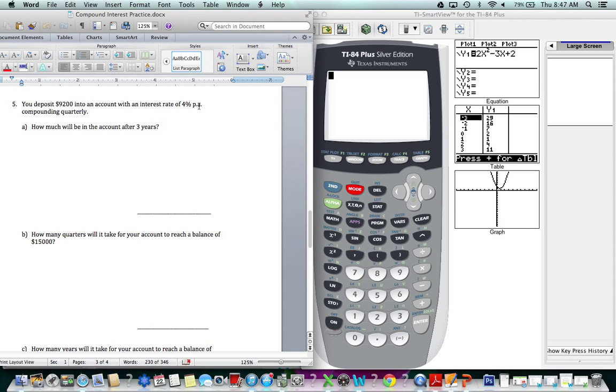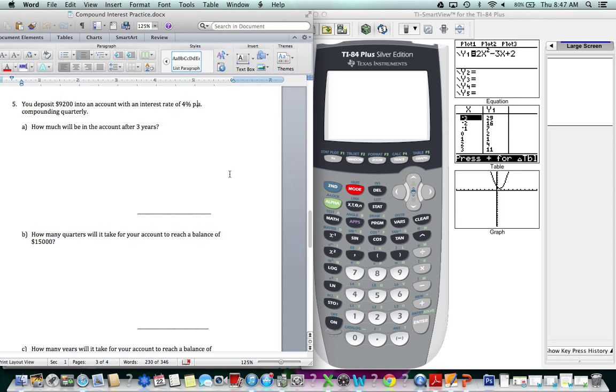In this video, we'll look at how to use the Financial Math app to figure out the final value or anything that we do not know in a compound interest problem. So in this question, we deposit $9,200 into an account with an interest rate of 4% compounding quarterly. And we want to find out how much you'll have in the account after 3 years.